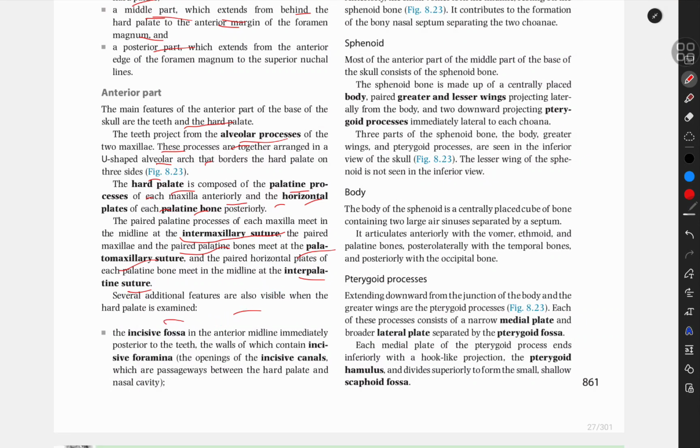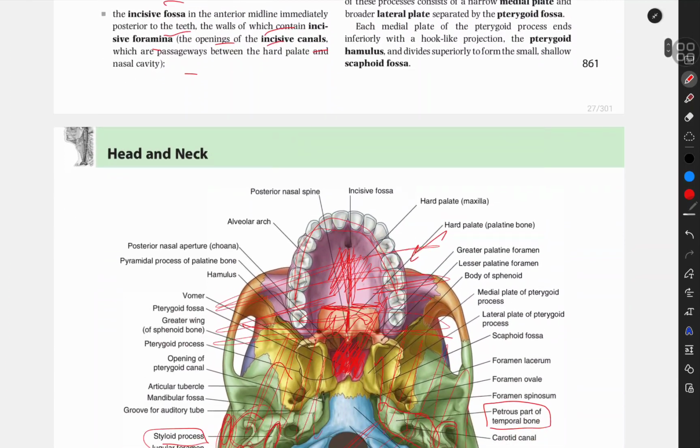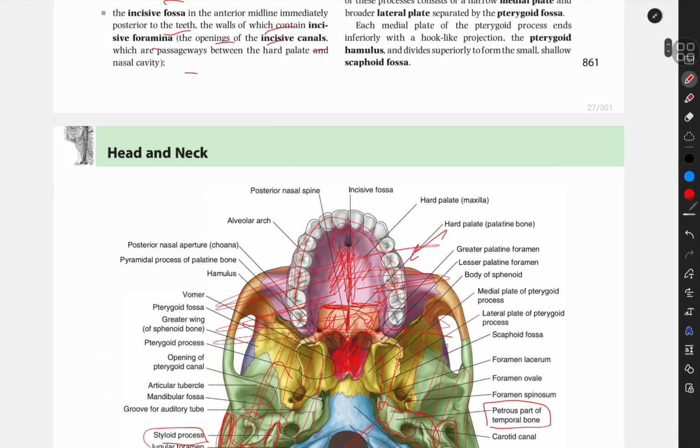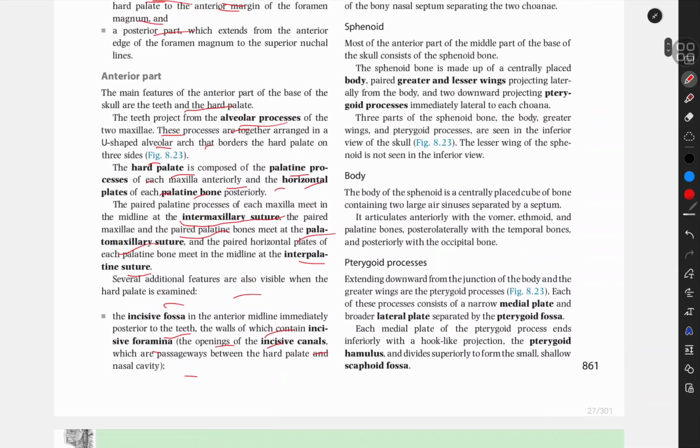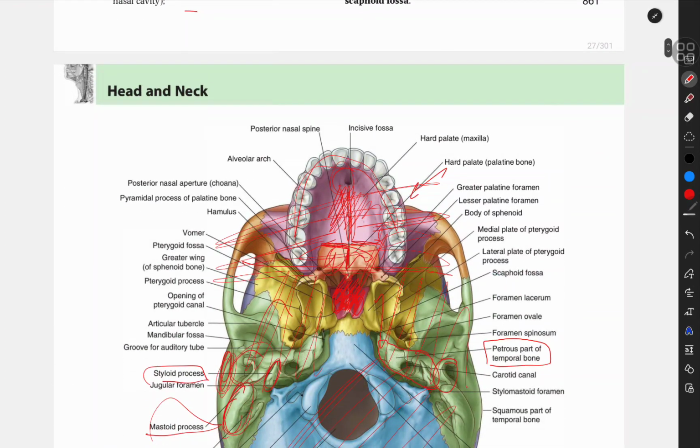Several additional features are also visible when the hard palate is examined. Incisive fossa on the anterior middle and immediately posterior to the teeth, the walls of which contain the incisive foramen and the openings of the incisive canals, which are passageways between the hard palate and the nasal cavity. Incisive fossa. And incisive canals here, here.